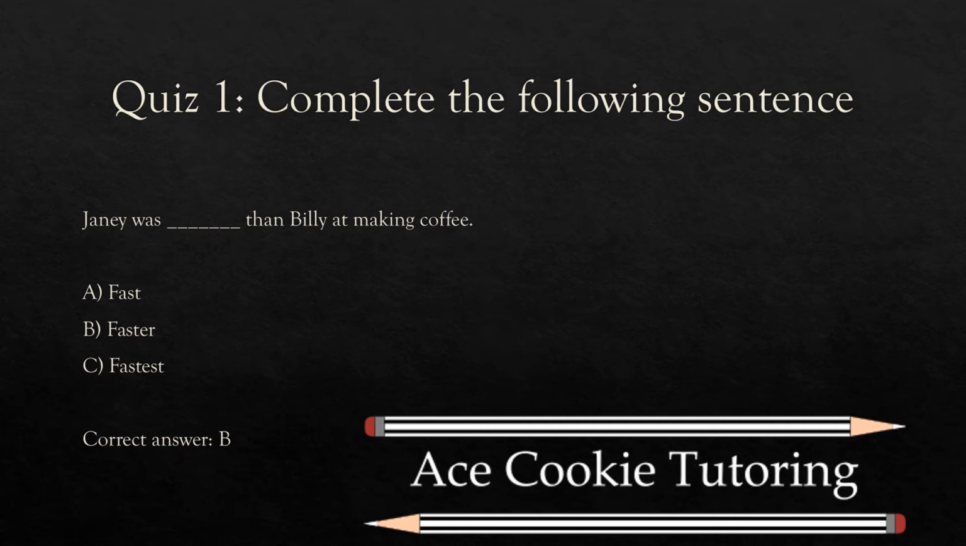The correct answer is B, faster. Now, if you're wondering why, look how many people we're comparing. We're comparing Janie and Billy. So two people only. That means it's comparative, so I'm going to have an ER.